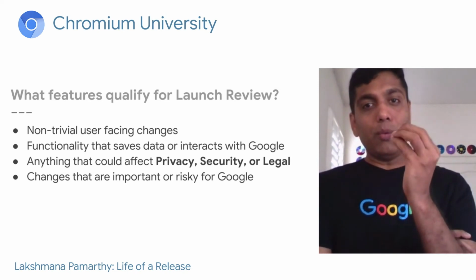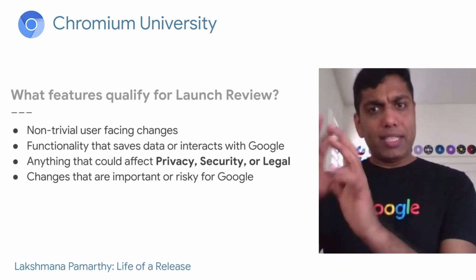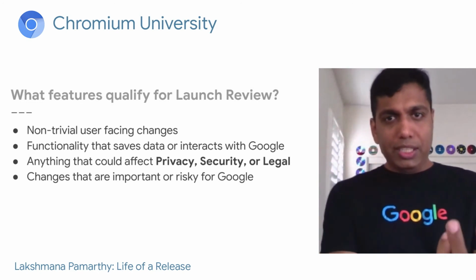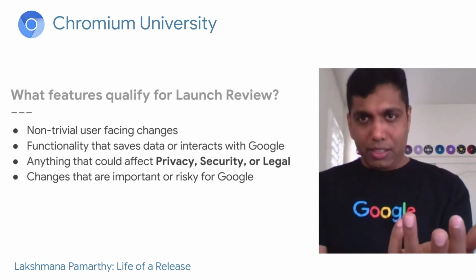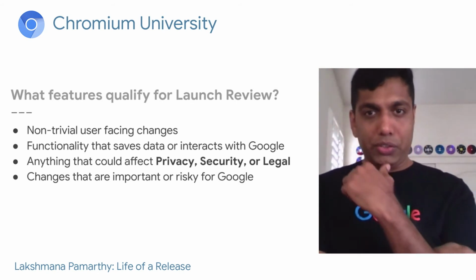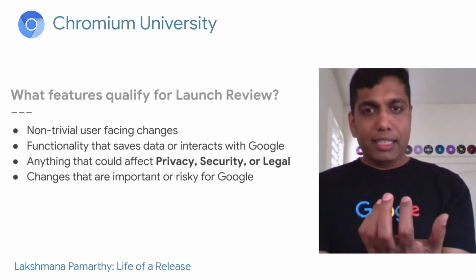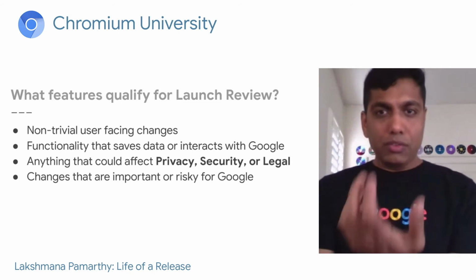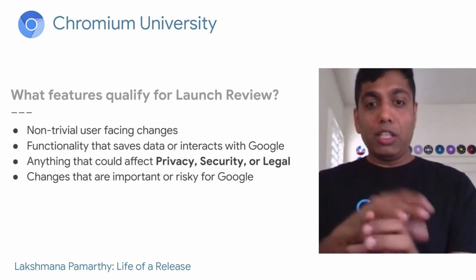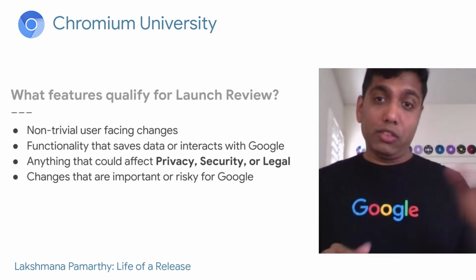So we want to define what we call features, where we want to have additional oversight. Clearly non-trivial user-facing changes, we want to have an extra set of eyes on them. Those are the ones we want to take care of and make sure we are doing the right thing for our users. Anything with functionality that has data changes or interactions with Google, we want to make sure they have an extra set of eyes, that we are not doing anything improper, and that we are doing the right thing for our consumers.